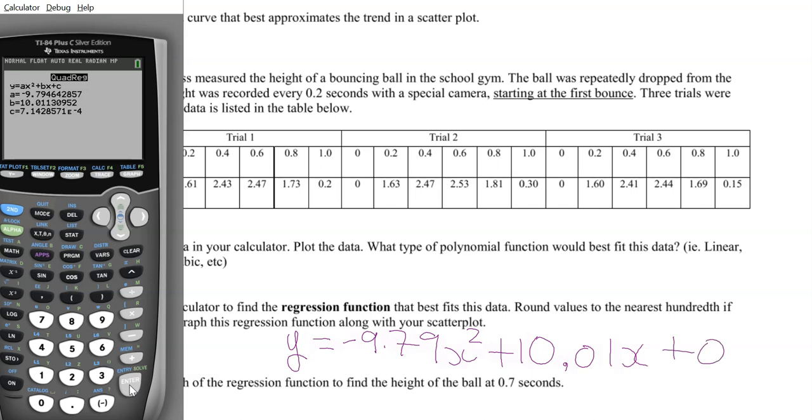plus 0. See, now it says 100, but if you look at the c, it's 7.14 e to the negative 4. So c is 7.14 times 10 to the negative 4, which is 0.000714. So round it to the nearest 100, that's just a 0. So watch out for if you see that negative e to the 4. So we don't really need to enter that. We can just enter this. That's our equation. How good is it? Let's hit graph.